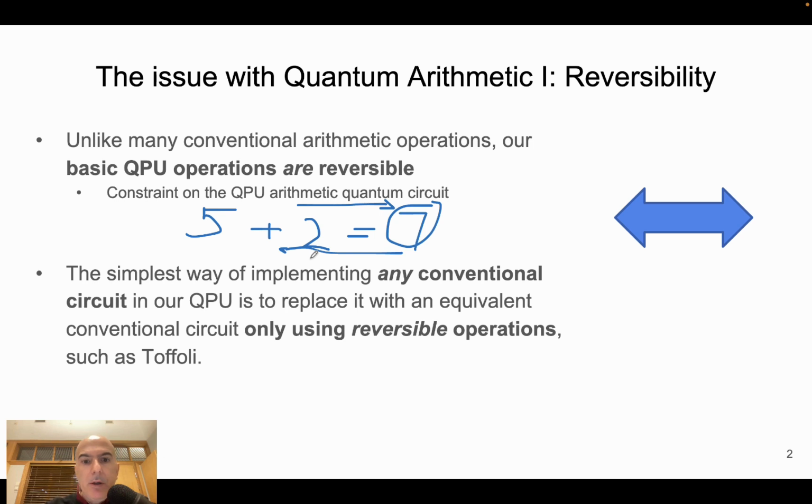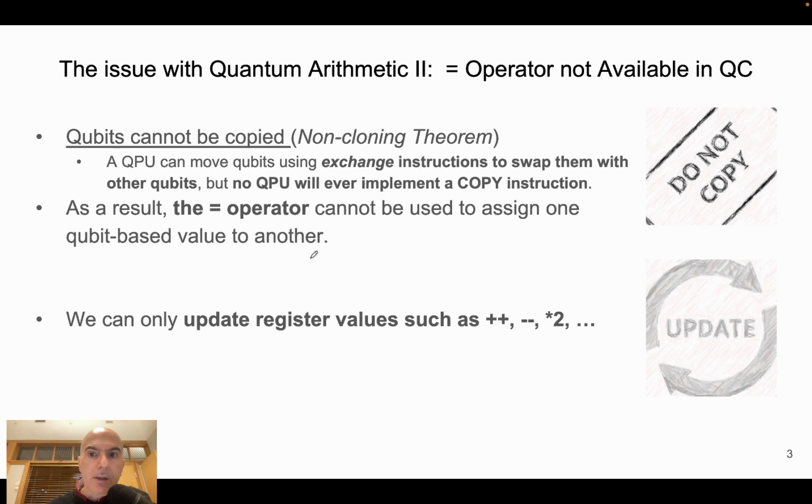So the simplest way of implementing any conventional circuit in our QPU is to replace the circuit with the equivalent conventional circuit only using reversible operations. For instance, we saw the Toffoli gate. That will be a major tool for us to implement quantum primitives. So let's go a little bit deeper on the issues of implementing a quantum circuit to perform arithmetic.